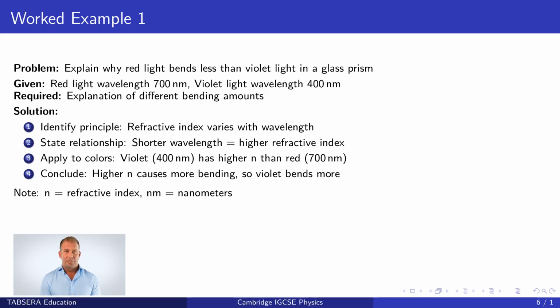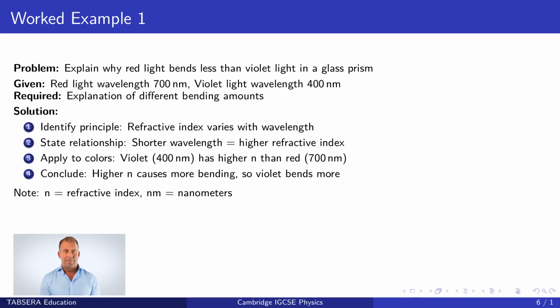Let's work through our first example. The problem asks us to explain why red light bends less than violet light in a glass prism. We are given the wavelengths. Red light has wavelength 700 nanometers, violet light has wavelength 400 nanometers. We need to explain the different bending amounts.